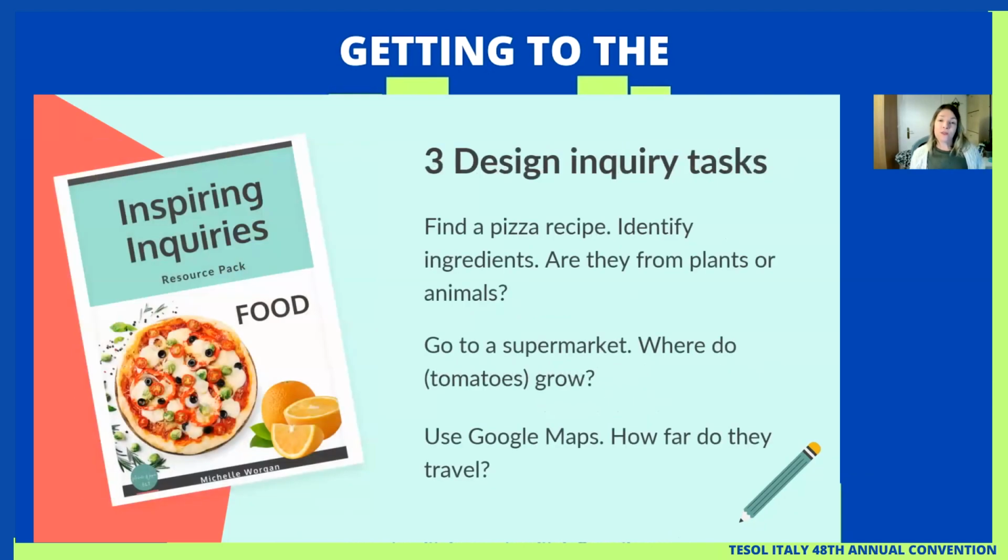Once you have your objectives, you can start to think about the activities that you might plan. Remember, these activities need to help students answer the essential question and meet the objectives that you've already outlined. So here you can see my food resource pack. And in this one, we explore the question, where does food come from? And I decided to have my students focus on pizza because they all love pizza.